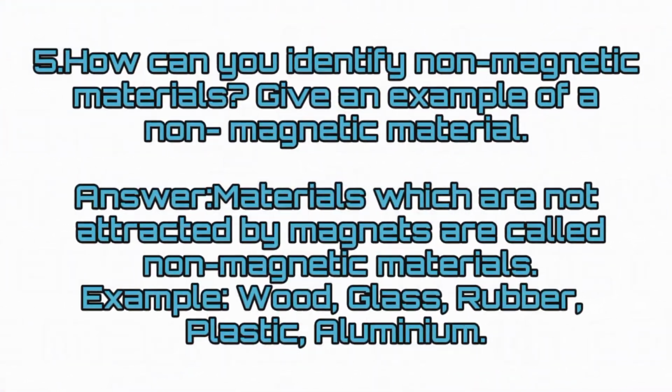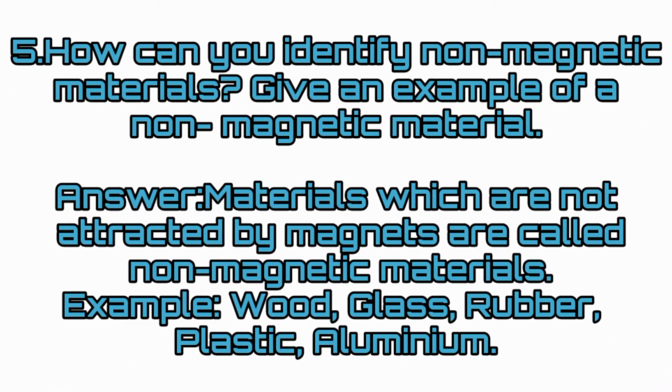How can you identify non-magnetic materials? Give an example of a non-magnetic material. Answer. Materials which are not attracted by magnets are called non-magnetic materials. Example, wood, glass, rubber, plastic, aluminum.